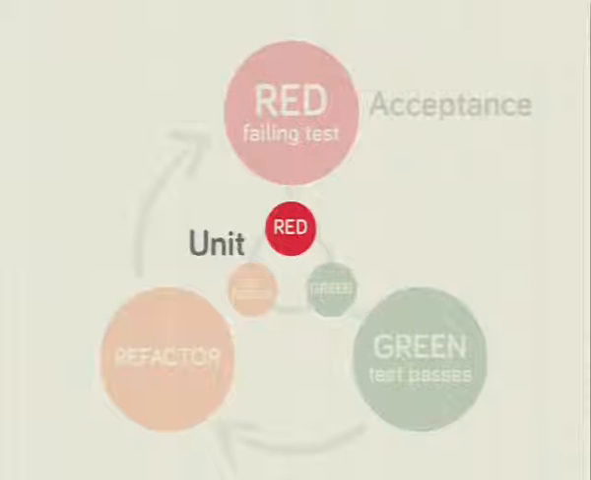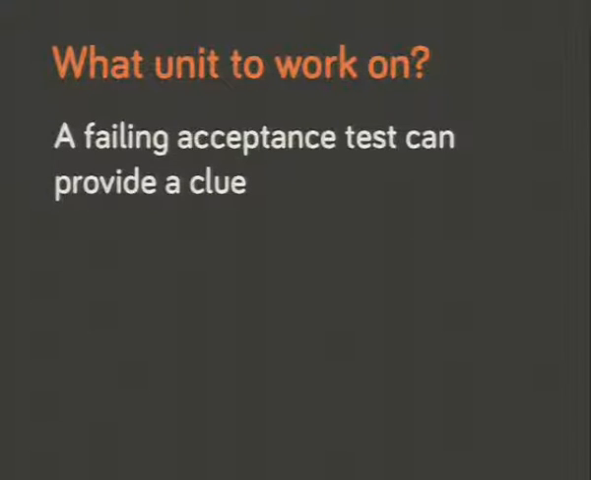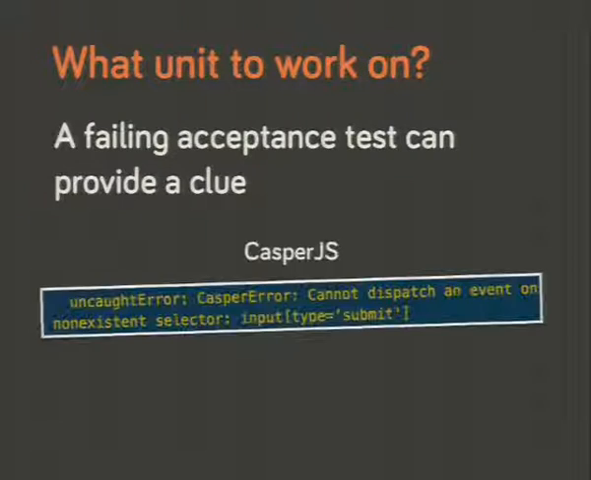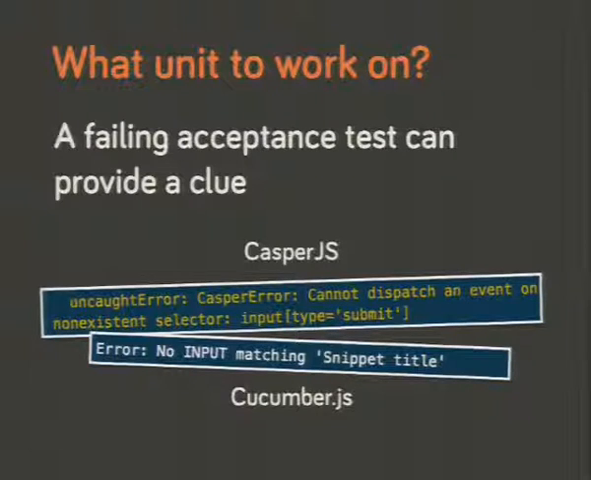So at this point, we can move down into the unit cycle and start thinking about what unit tests we might write. Now, the question really is, what unit do we work on? And a failing acceptance test can give us a big clue about this. Usually it's fairly explicit and obvious. Sometimes it's not quite so obvious, but in this case it is. So CasperJS is telling us that it can't click the submit button, and Cucumber.js is telling us that there's no input matching snippet title. So it's obvious that what we need to do is actually render this form out to the page so that these operations can go through successfully.